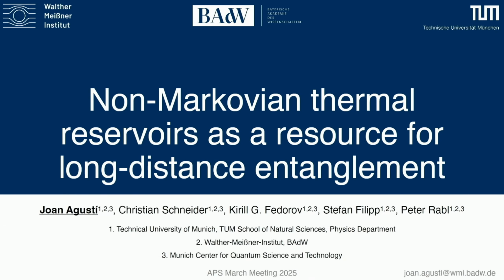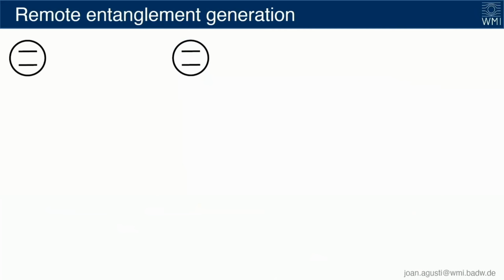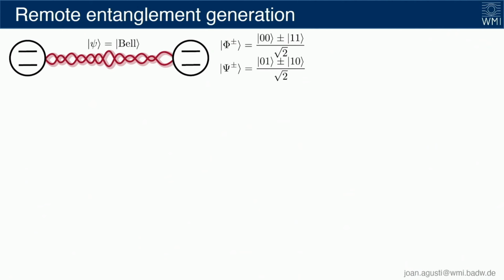Today I want to talk about another mechanism to create an entanglement between physically separated qubits. And what I mean by that is that we actually want to create a state between two qubits which are not in close proximity to each other.